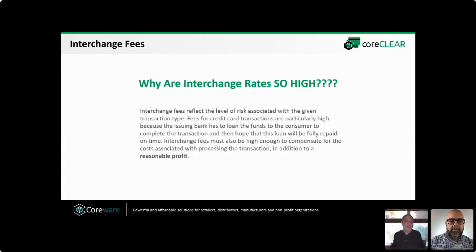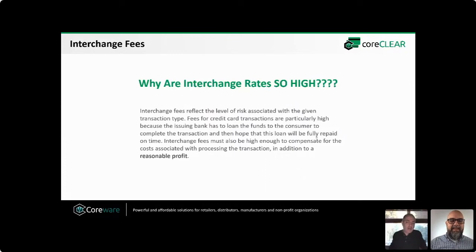Well, the banks are the ones obviously making the money, and their reasoning for the interchange rates is it reflects the level of risk associated with the given transaction type, right? So fees for credit card transactions are particularly high because the issuing bank has to loan the funds to the consumer to complete the transaction and then hope that this loan will be repaid on time. But actually, they hope that it's not because then they charge interest. So I did not write this. I'm just quoting this.